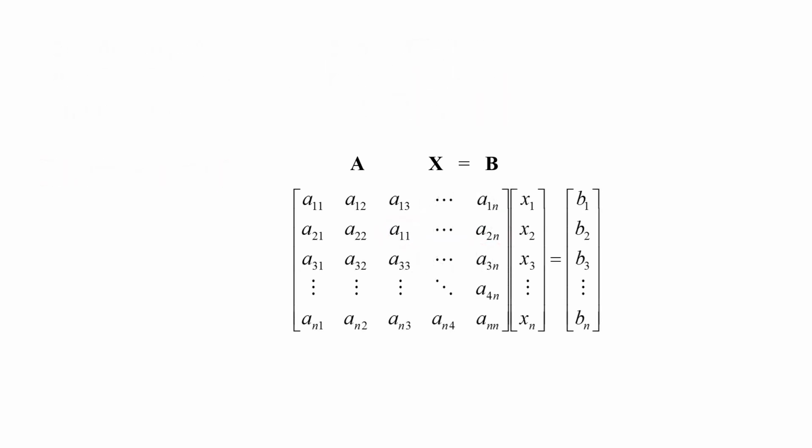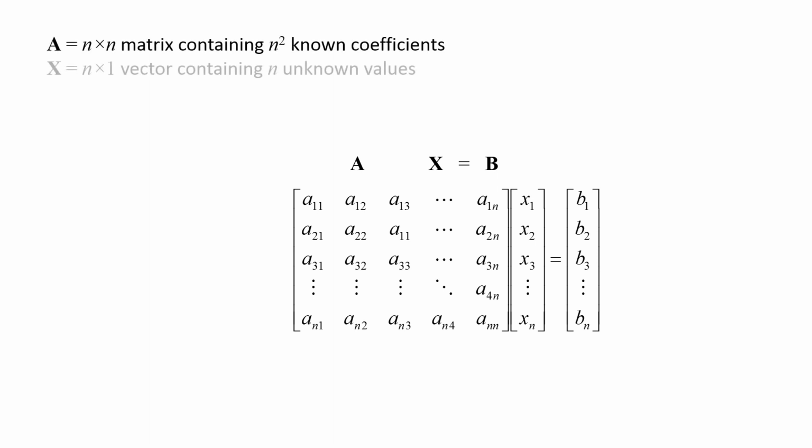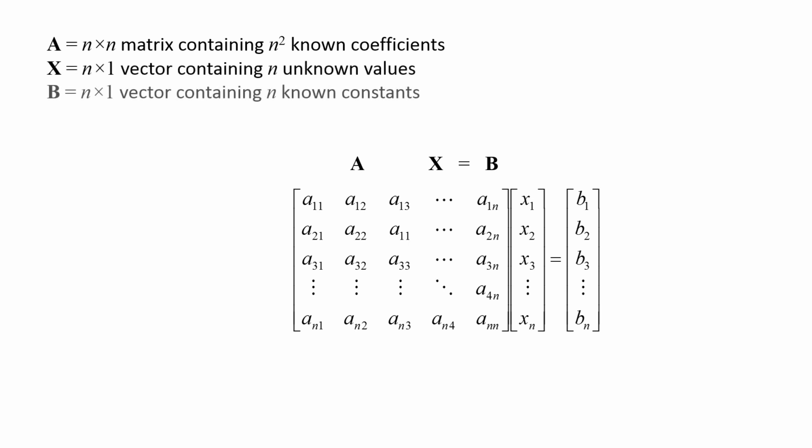In general, there will be n equations and n unknowns. A is an n by n matrix containing n squared known coefficients. The unknown x vector contains n unknown values. And the constant b vector contains n known constants.